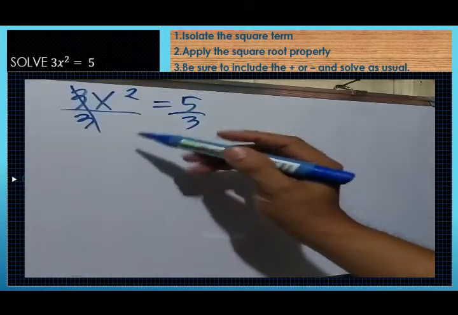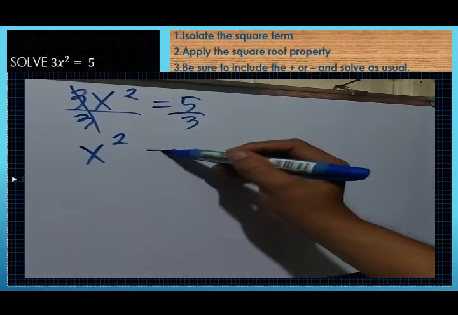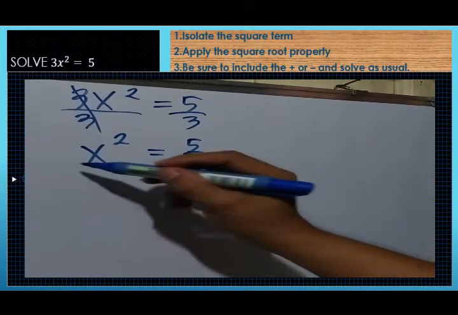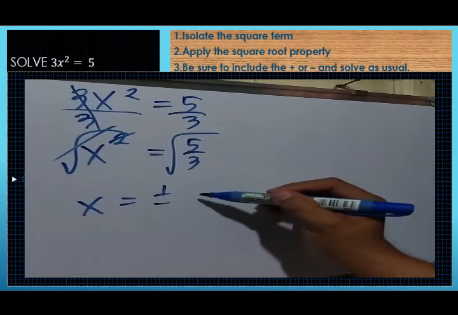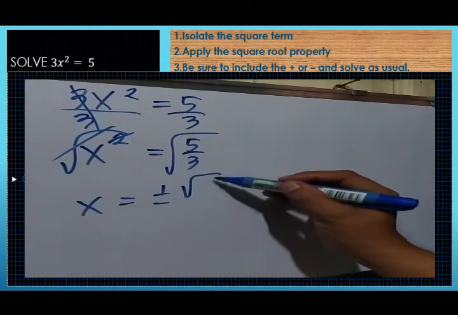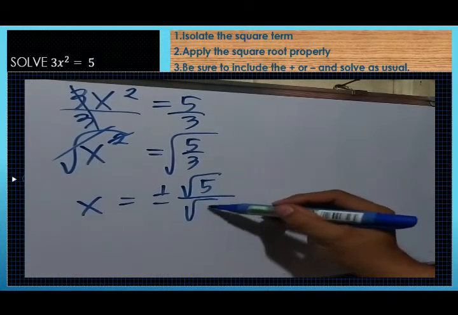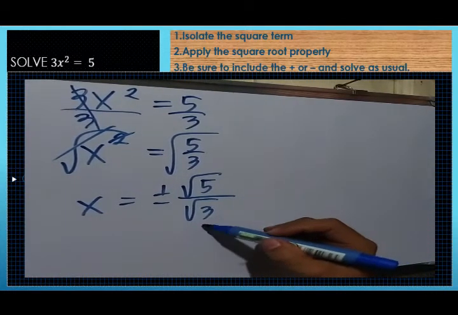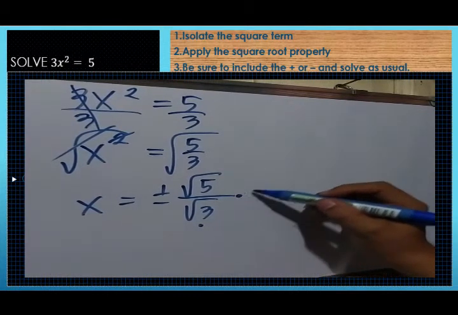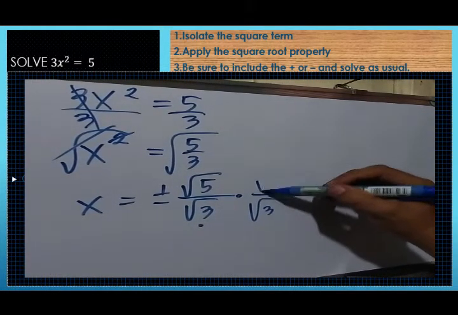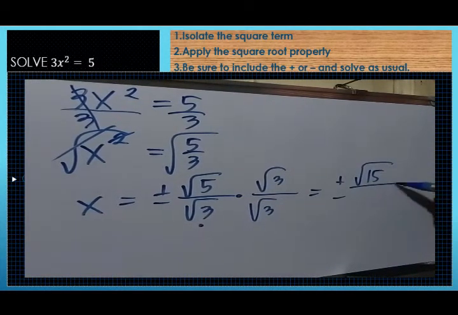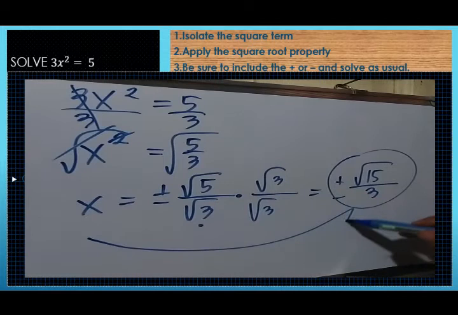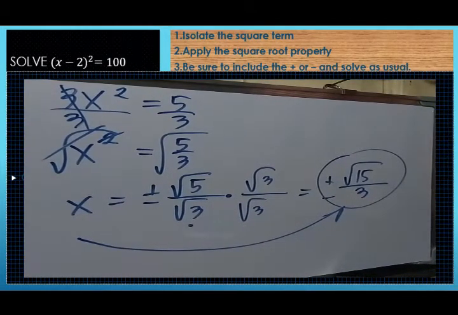3x squared is equal to 5. Divide both sides by 3. We now have x squared is equal to 5 over 3. Then extract the square root of both sides. We now have x is equal to positive negative square root of 5 over square root of 3. Now the denominator is an irrational number, therefore we have to rationalize. So we multiply the denominator with square root of 3 and the numerator with square root of 3. So we now have positive negative square root of 15 all over 3. We will be discussing how to rationalize irrational numbers in our next topic.